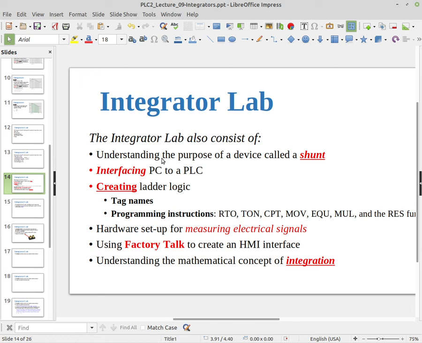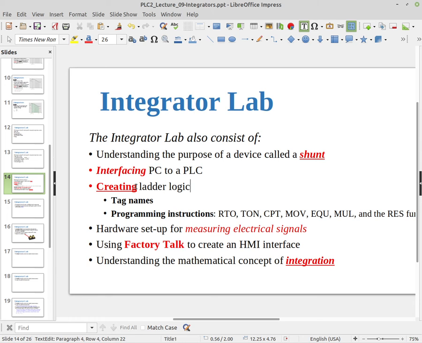So what we need to do is build a shunt. A shunt is a very special conductor that we know the resistance of very, very closely. So we're going to build a shunt so that we can measure the current. We're going to then measure that current, use a converter to convert it into a 4 to 20 milliamp analog signal, and send that into our PLC.